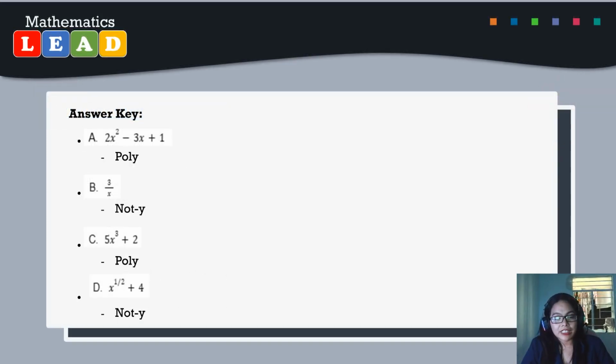Let us now check your answers. In expression A, it is Poly because the exponents of x are whole numbers. In expression B, it is Nutty because the variable x is in the denominator. In expression C, it is Poly because again, the exponent of x is a whole number. And in expression D, it is Nutty because the exponent is a fraction. I hope this activity helped us observe what makes an expression a polynomial or not.